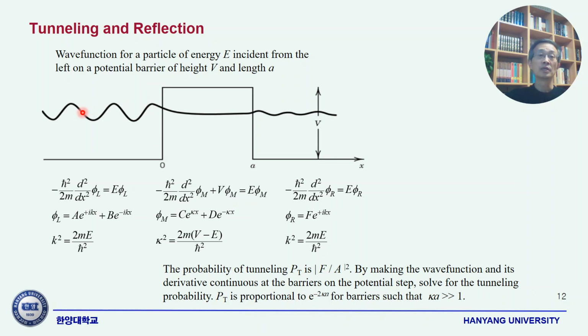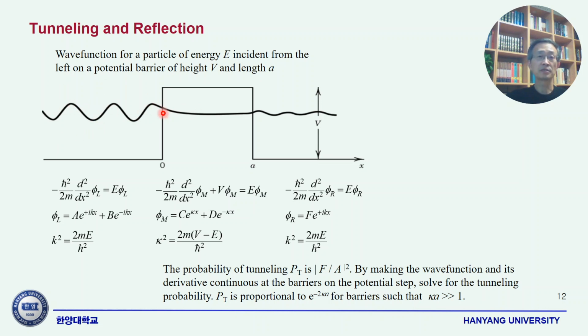Classically, if the energy is lower than V, it just hits the barrier and goes back 100%. Nothing can go through. But in quantum mechanics, the particle may go through to the other side of the potential barrier even though the energy is less than V. So some goes through, and some goes back by reflection.